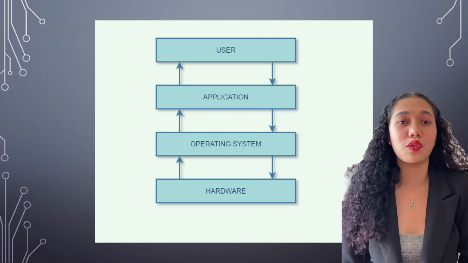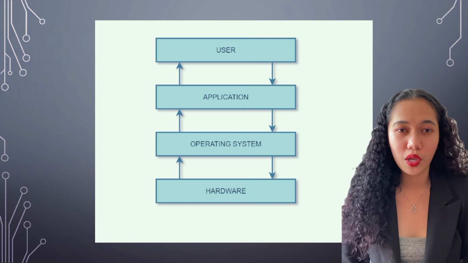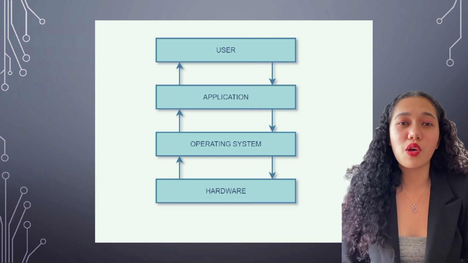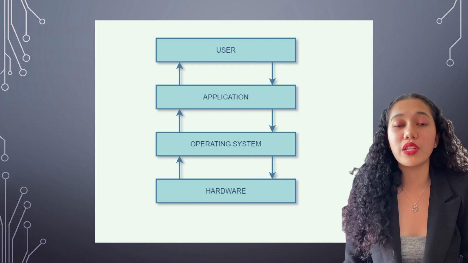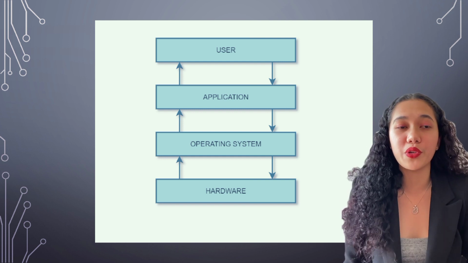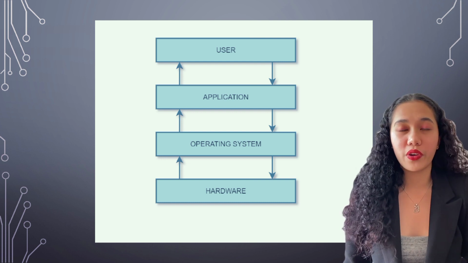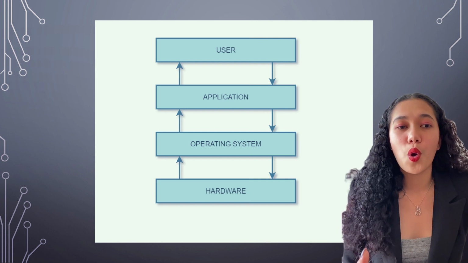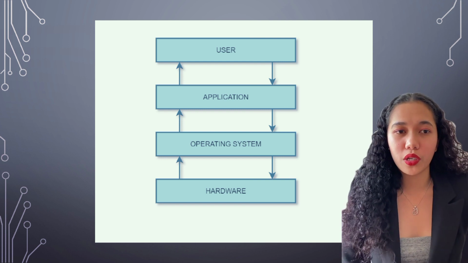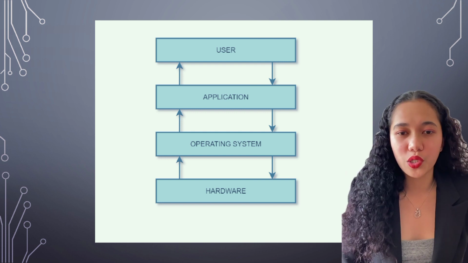First is user, application, operating system, and hardware. So, how does an operating system function? An operating system manages the computer's memory and processes as well as all of the software and hardware. It also allows you to communicate with the computer without knowing how to speak the computer's language.